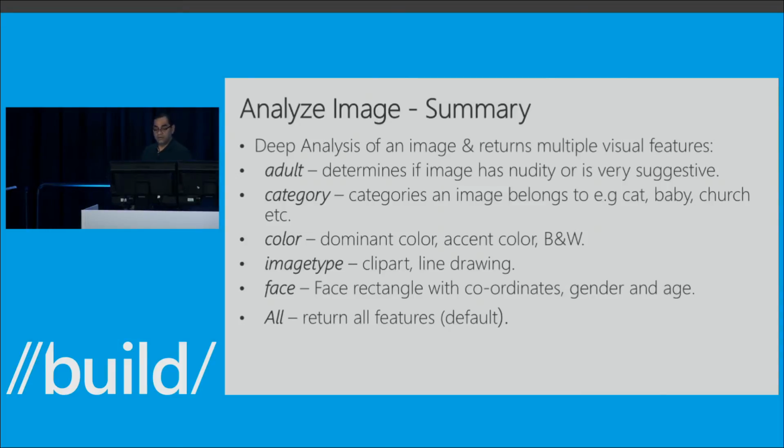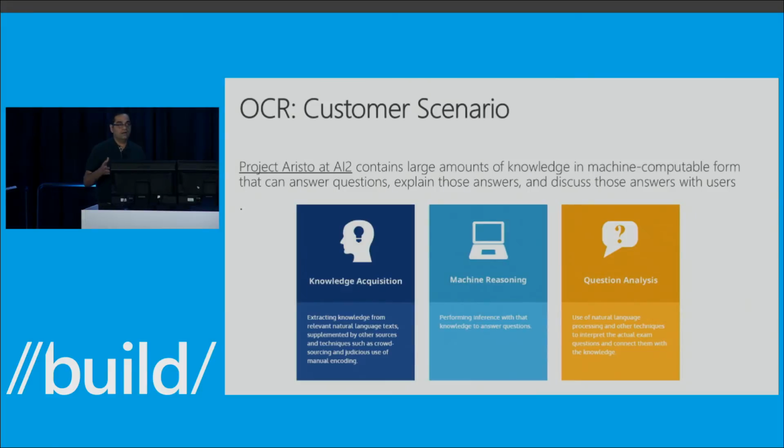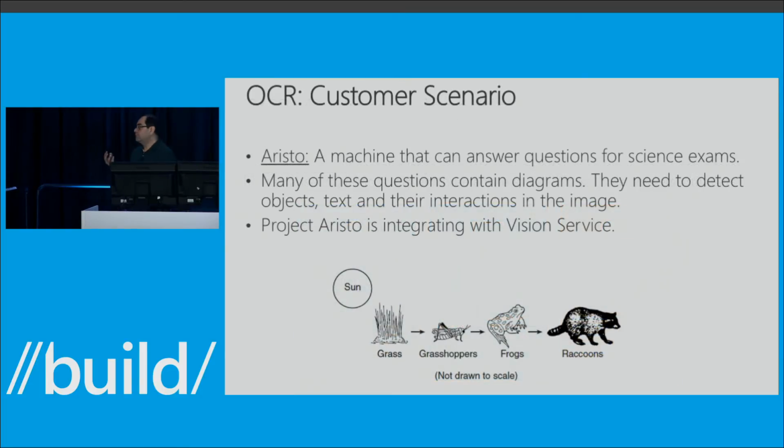Now I'll move on to the next topic, which is OCR, optical character recognition. One of our launch partners for OCR is the Allen Institute for Artificial Intelligence. They're building an artificial intelligence system which can answer exam questions for 6th grade, 8th grade, and 10th grade science exams in particular. For that, they need to understand exam questions, and then explain the answers to those questions to their students. The first step would be to be able to read exam questions.